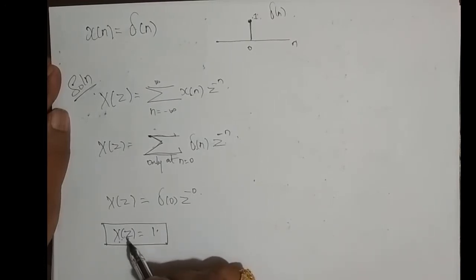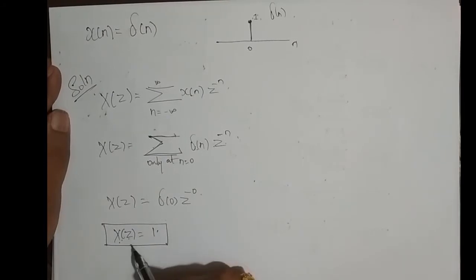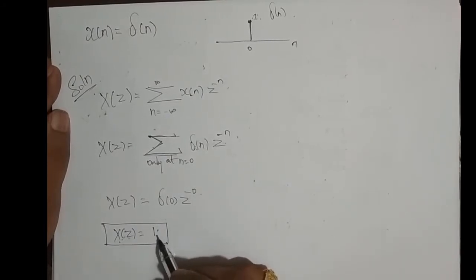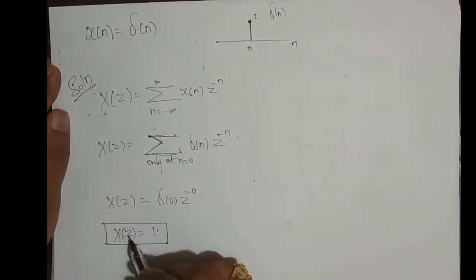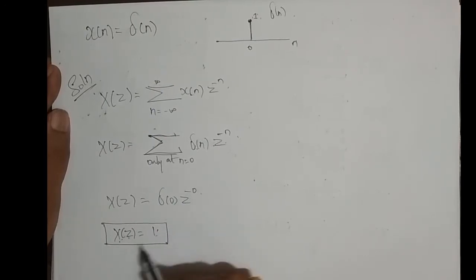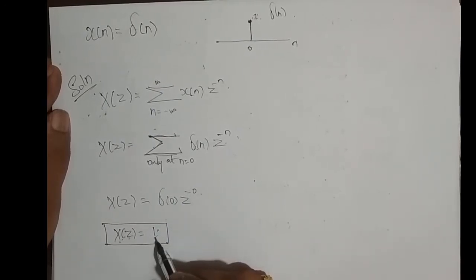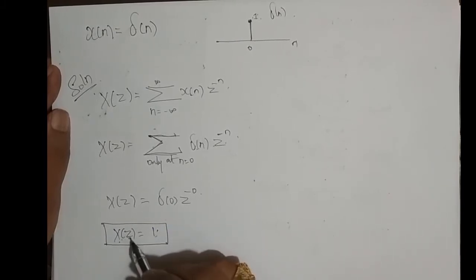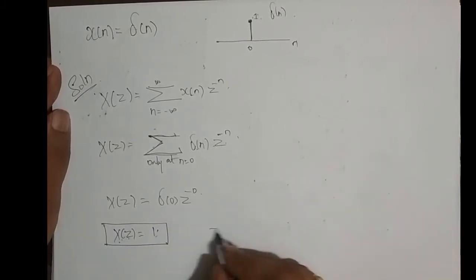For what values of z in this equation does the right hand side become infinity? The thing is, this is actually independent of z. If you give a finite value, it remains 1. If you give an infinite value also, it remains 1. Since it does not depend upon z, the region of convergence is actually the entire z plane.